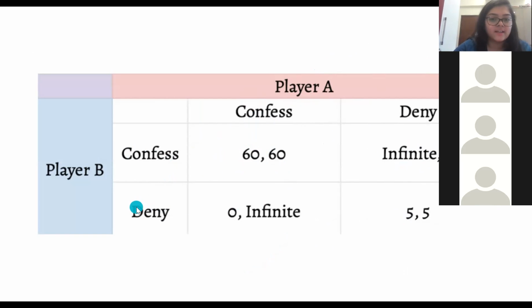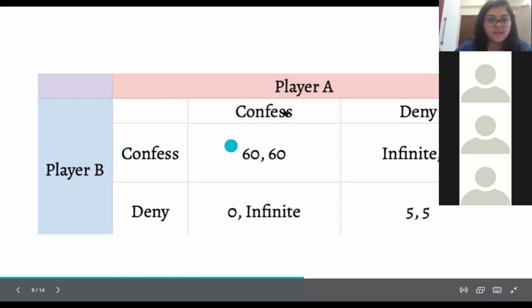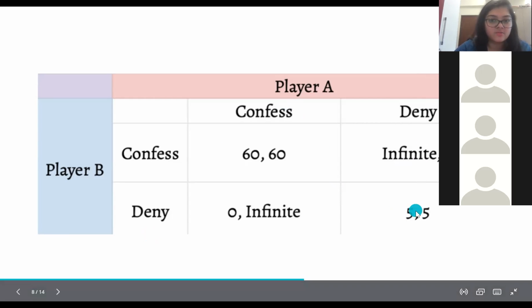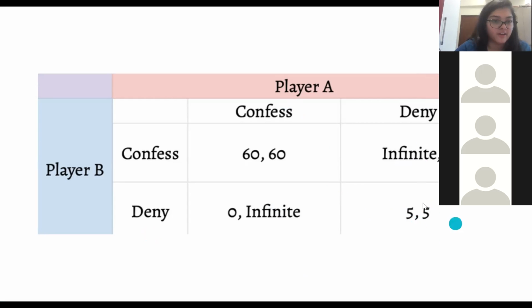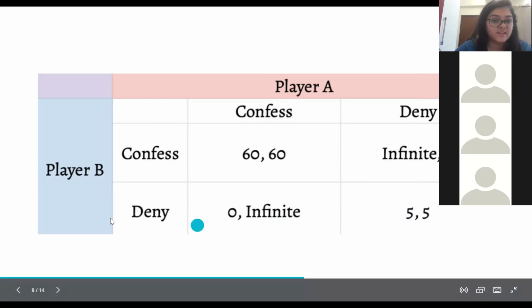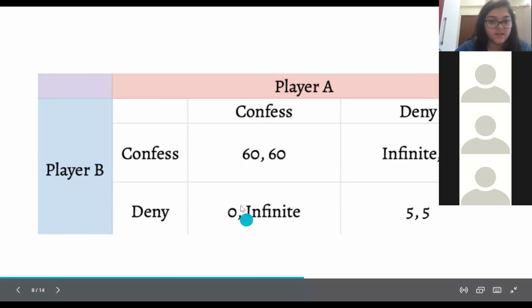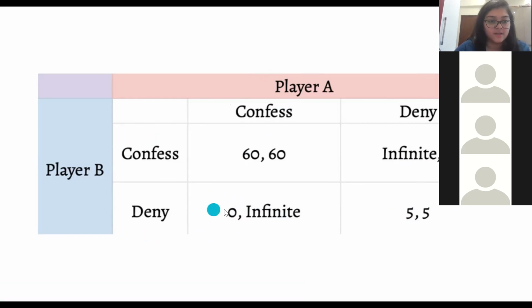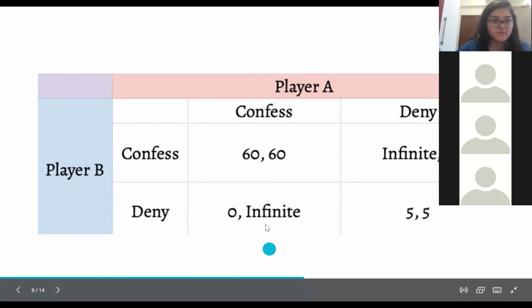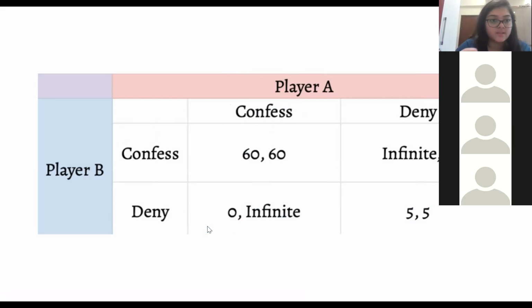Okay, then let's say if I choose to deny and player B denies, it's a 5-5. But if I choose to confess and the other person, player B, is denying, then my payoff becomes a 0. So in both scenarios, whether player B confesses or whether player B denies, the best strategy for me is to confess. And the similar rationale can be worked out for player B as well.